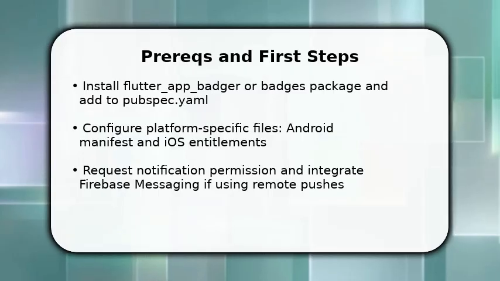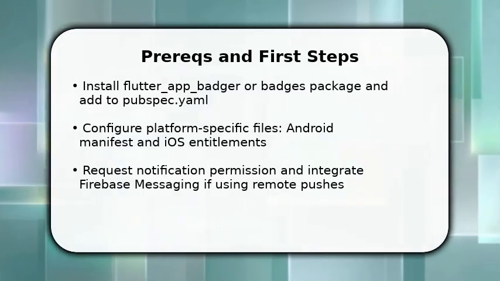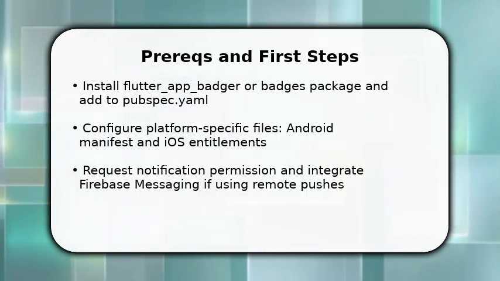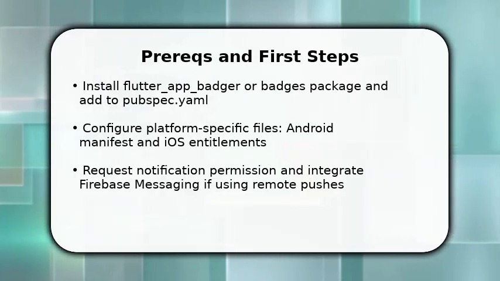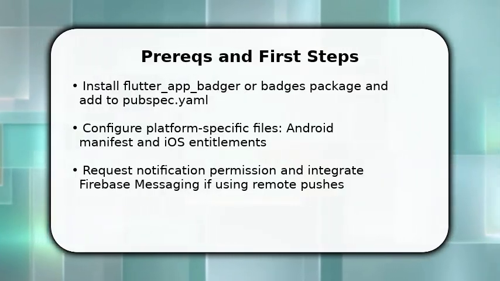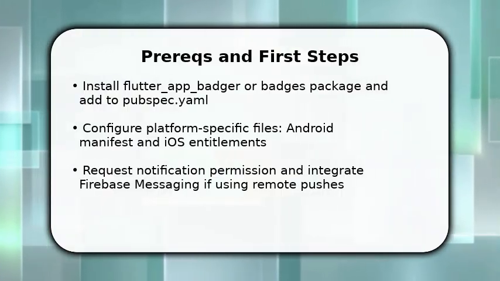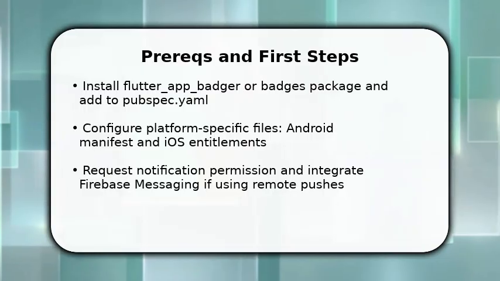Enjoy the video. You start by making sure the app has the right packages and permissions. Add flutter_app_badger or badges to pubspec.yaml and run flutter pub get. On Android, add receive and post notifications entries in the Android manifest. On iOS, enable push and add the proper entitlements.